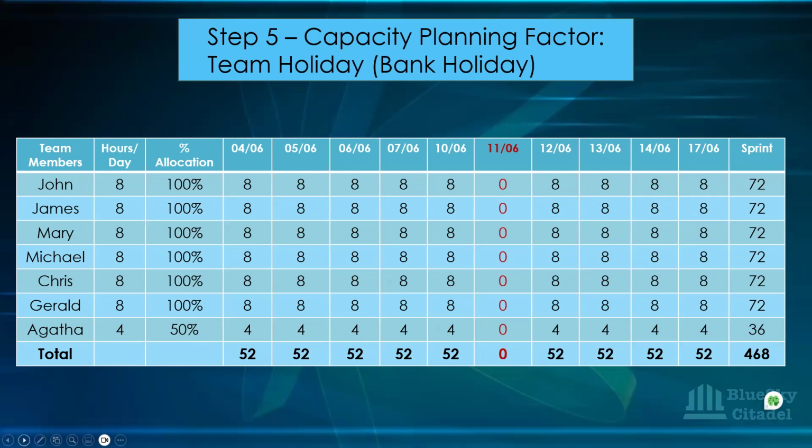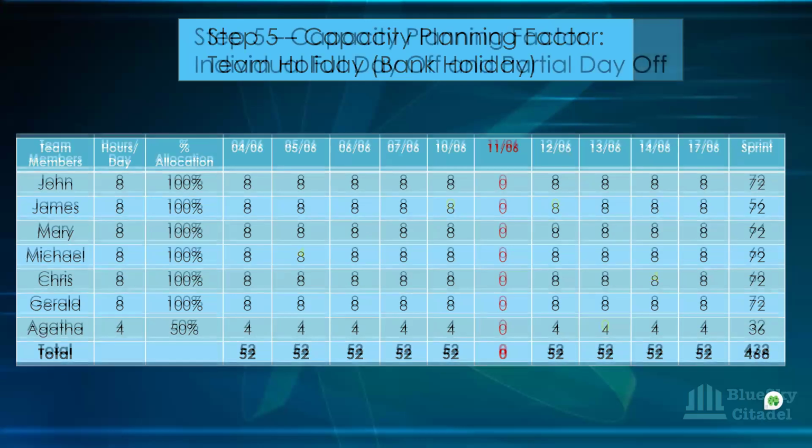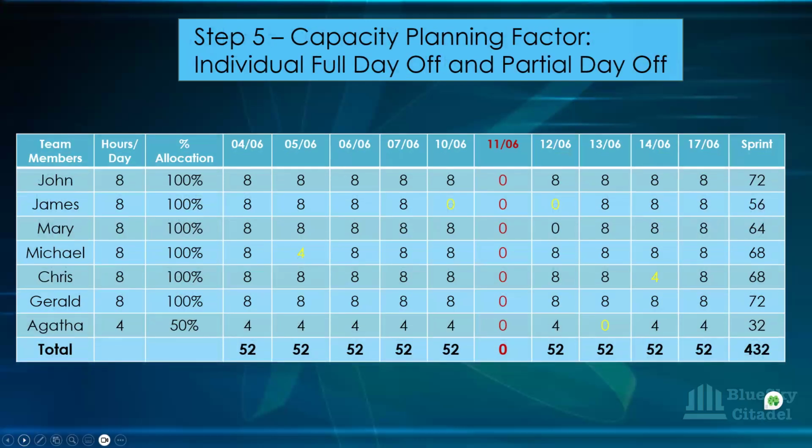And then if we factor in individual full day off or partial day off, you can see that that affects things further. So John, apart from the bank holiday, has full availability. James, however, has taken 2 extra days off, a day off before the bank holiday and also a day off after it. So his time is not going to be 72 anymore like John, who has not taken any day off. He's dropped to 56 because he's taking 2 extra days off apart from the bank holiday.